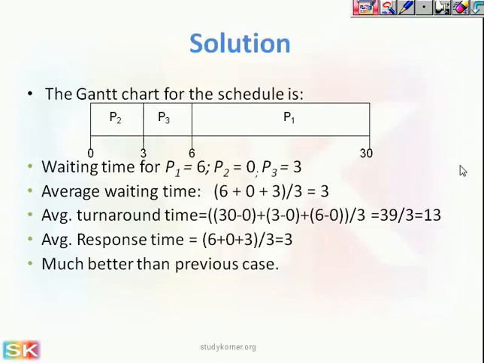So from here we can say that if we execute smaller processes first, the overall waiting time will be reduced, the overall turnaround time will be reduced, and overall response time will also be reduced, right? And this can be understood with the help of our day-to-day life example also.